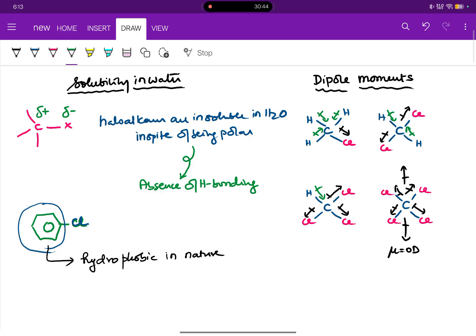So this is 1.89 D, D for Debye. Here mu is equal to 1.60 D. And for trichloromethane, it is 1.04 D. So it's very evident, right? The dipole moment is getting reduced.